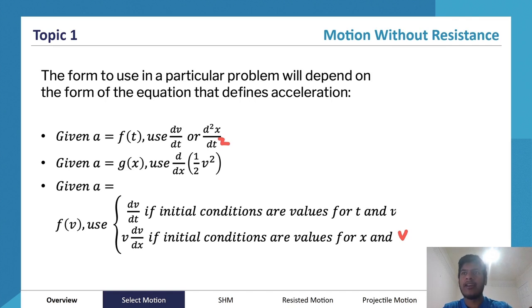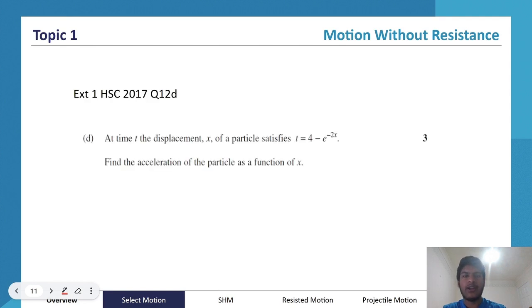So that is something like, initially the particle is at the origin, so at x equals 0, v equals 0, so initially when the particle is at the origin, it is at rest or something like that, then we would use v dv dx. Otherwise, if it's in terms of t and v, we use dv dt. And it seems a bit theoretical when we say it this way, but hopefully a few examples will clear that up. And let's start with our first example.